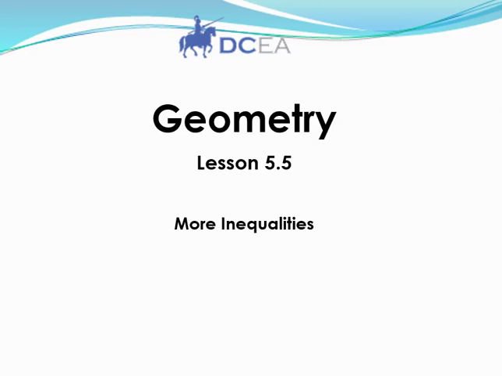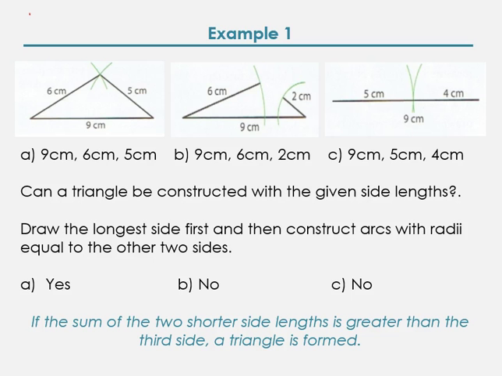Welcome back. This is Geometry Lesson 5.5. We're going to learn about more inequalities. In the last lesson, we learned that larger angles are opposite longer sides in triangles that have different lengths of sides. Longer sides are also opposite larger angles. We also learned that the exterior angles are greater than the measure of either remote interior angle. Let's go a little further.